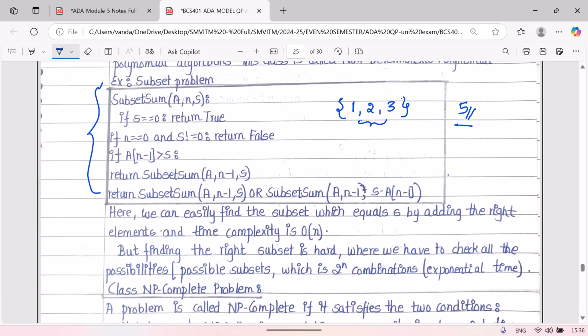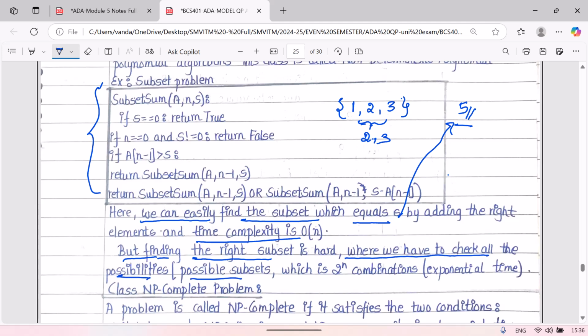Why does it come under NP problem? See here, we can easily verify the subset which equals S, as in this one, by adding the right elements, 2 and 3 in this case, and the time complexity is big O of n. But finding the right subset itself is hard. You remember that state space tree which we used? There were so many branches and so many combinations. You need to backtrack and all those things, right? So finding the right subset is hard, where we have to check all the possibilities.